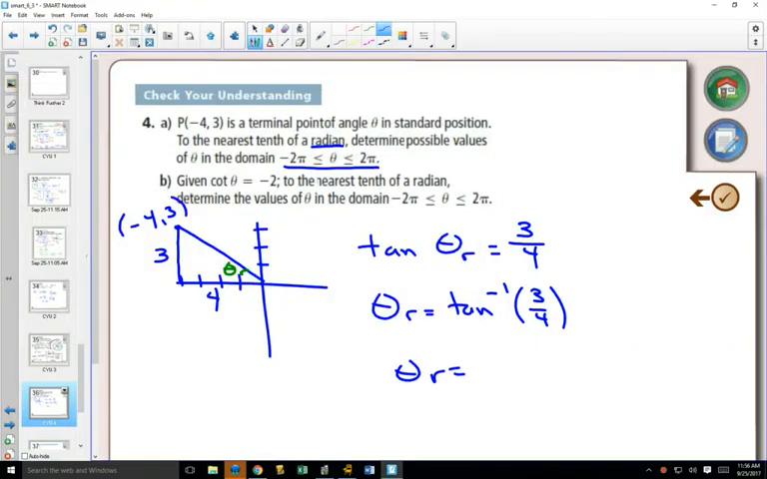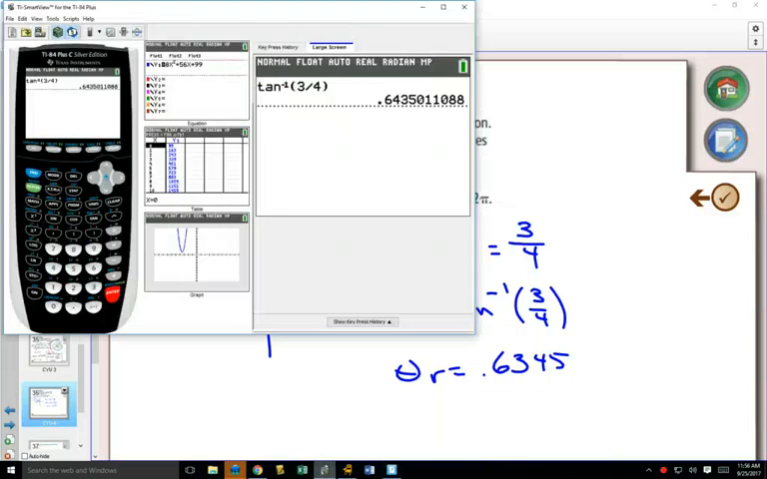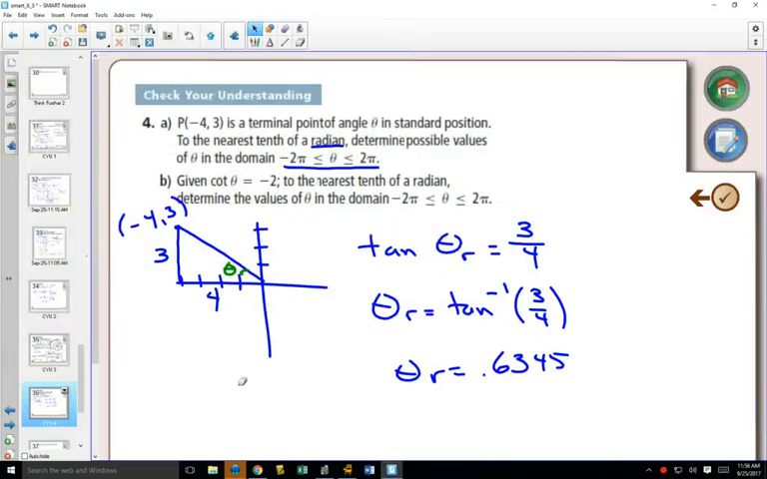And we're supposed to round to the nearest tenth. Well, 6435. There we go. That feels a little bit different, right? Our reference angle is always between 0 and 90 degrees when we're in degrees, and it's always positive. Now that we're thinking in radians we have to think of it as between 0 and 1/2 pi.